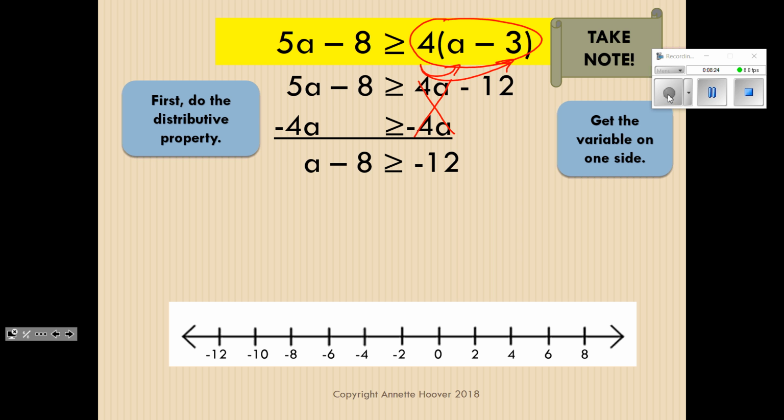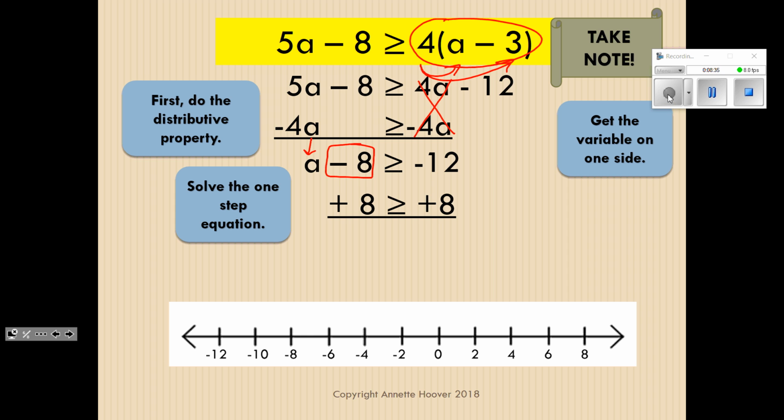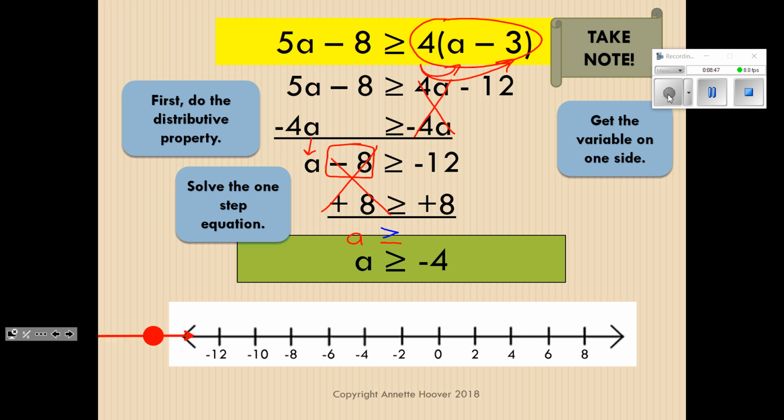We have 2 steps. We locate the variable. Remove what is not attached to the variable first. Since it's a negative 8, we're going to do a positive 8 on both sides of the equation. That way the negative 8 and the positive 8 become 0 and they go away. Negative 12 and a positive 8, different signs subtract. Keep the sign of the one with the greatest absolute value, and that would be a is greater than or equal to negative 4.